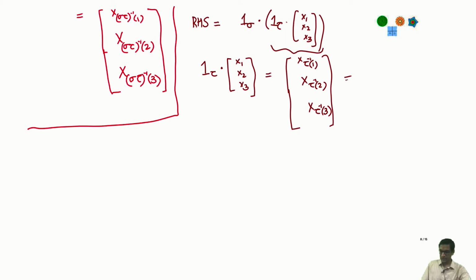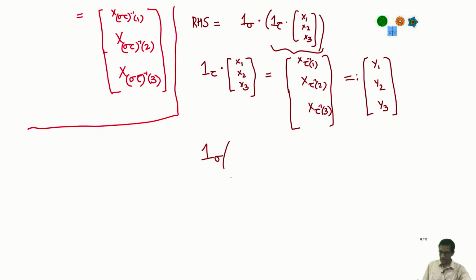Okay, so that gives me some new element. Let me give it a name. Let me call it y1, y2, y3. So the three components are y1, y2, y3. This is just definition. I'm calling it this. Now let's act 1 sigma further on this.